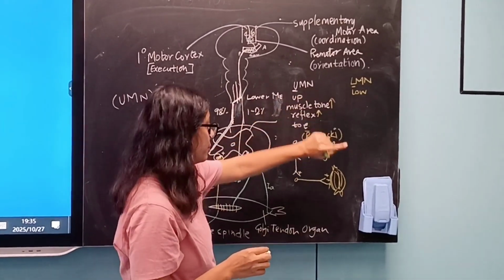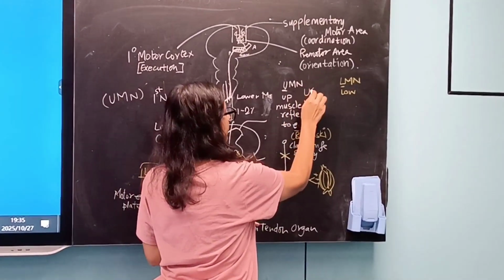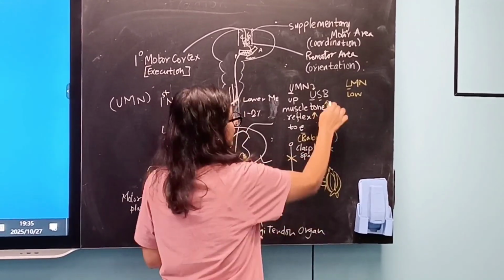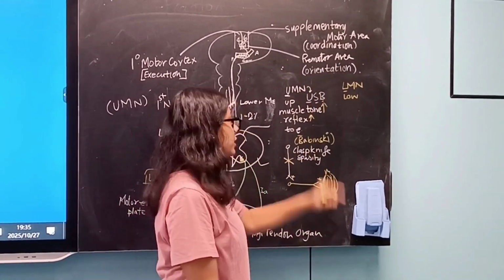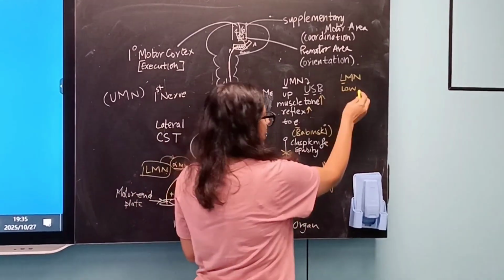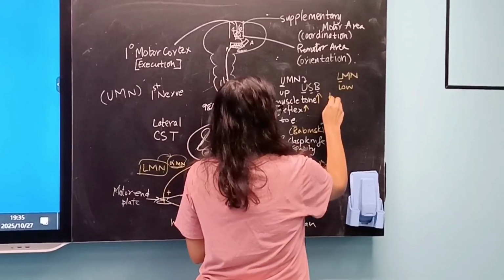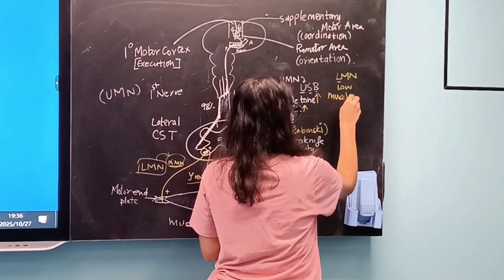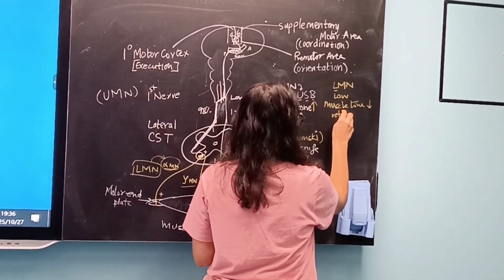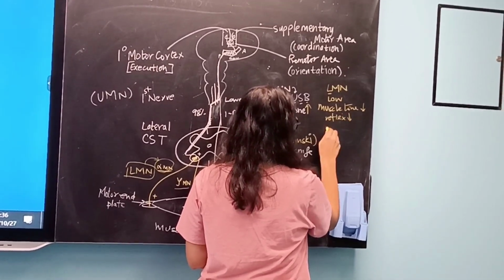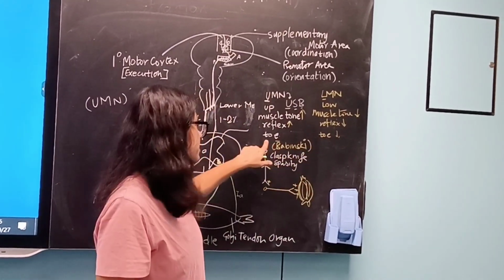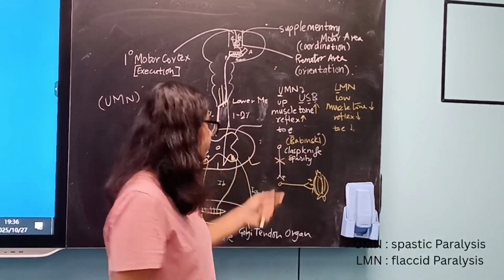Also, to remember UMN lesion, we have one more mnemonic, that is USB. U is for UMN, S is for spasticity, and B is for Babinski sign. So these are the things which are going to be positive in a UMN lesion. While in an LMN lesion, everything will be low. That means the muscle tone is going to go down, reflexes are going to go down, and toe will also be low. So Babinski will be negative here, while Babinski will be positive in a UMN lesion.